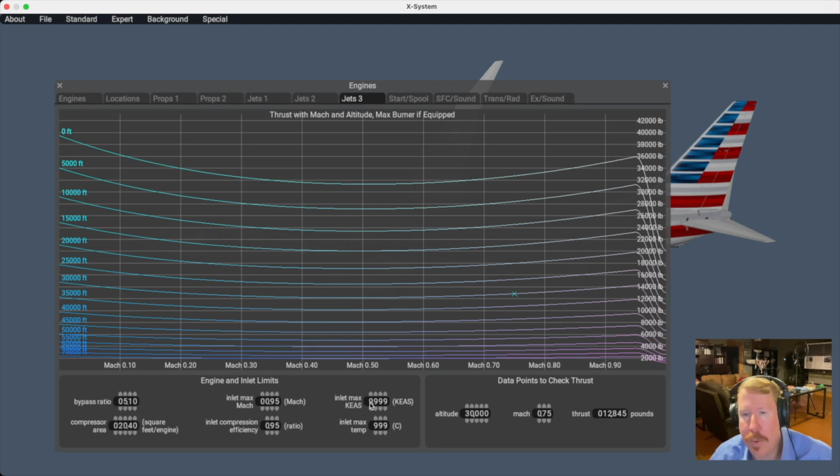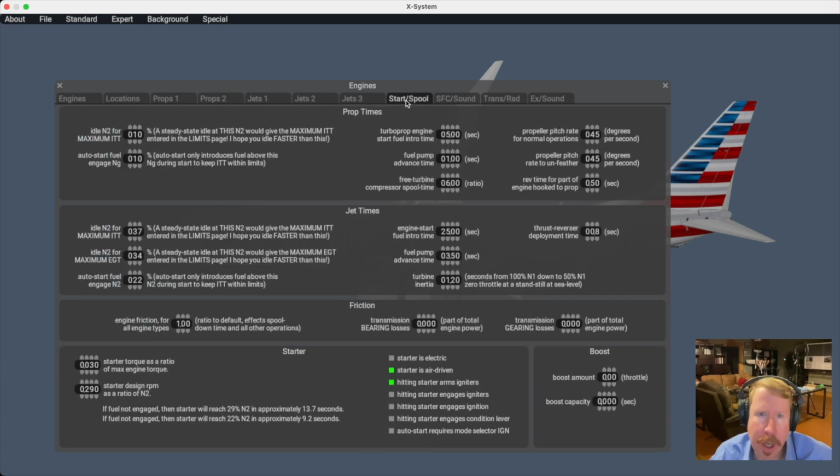If you want to go dig through an operating handbook and find these numbers, do feel free to enter them, but I think these numbers are out past what we're ever going to encounter in flight, so I wouldn't worry about it too much. Start up and spool up. Idle, we're going to look at the jet section here, okay? Idle N2 for a maximum ITT.